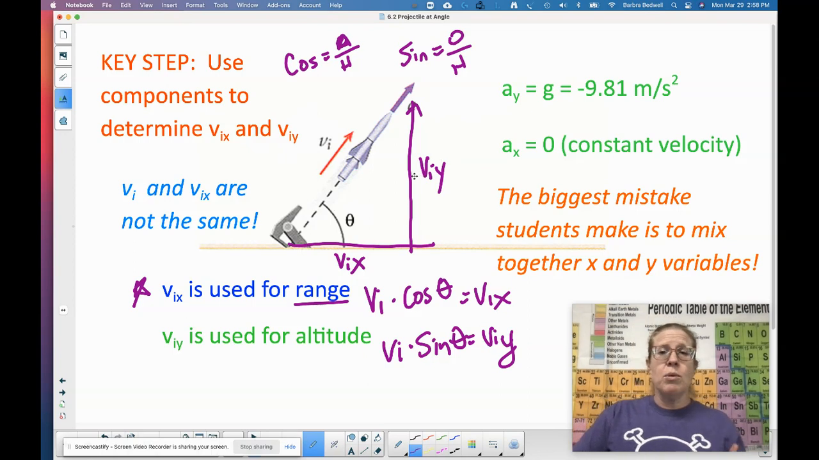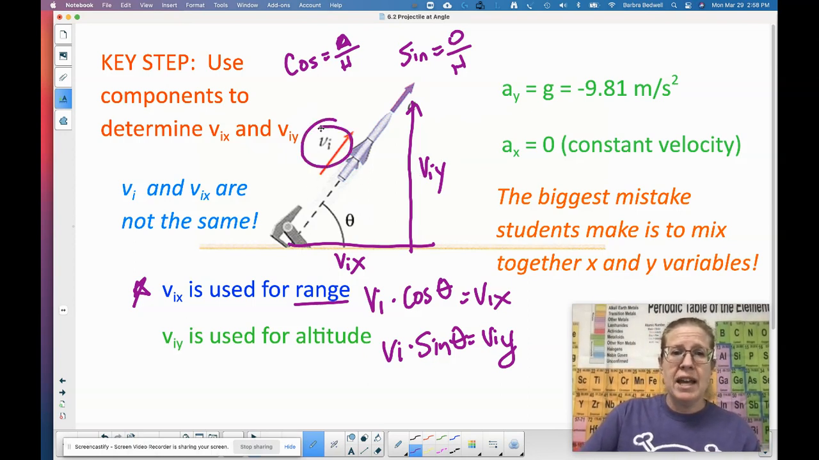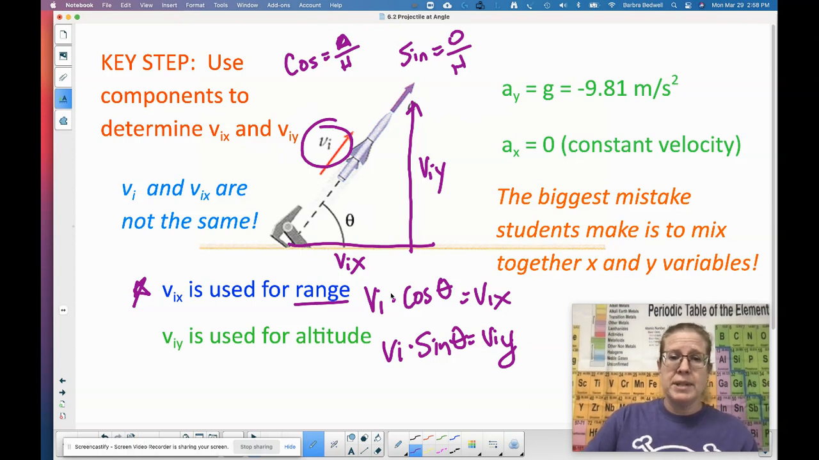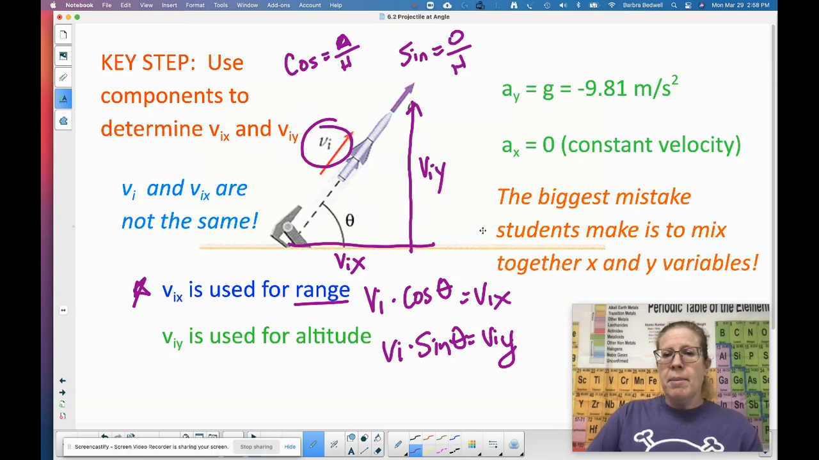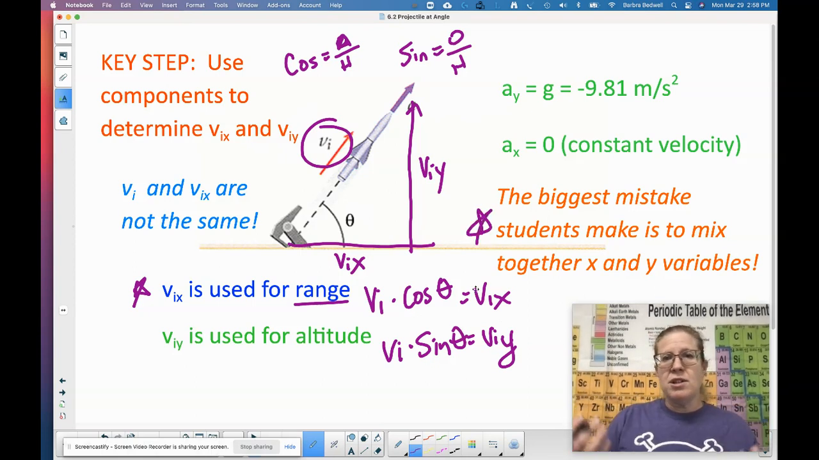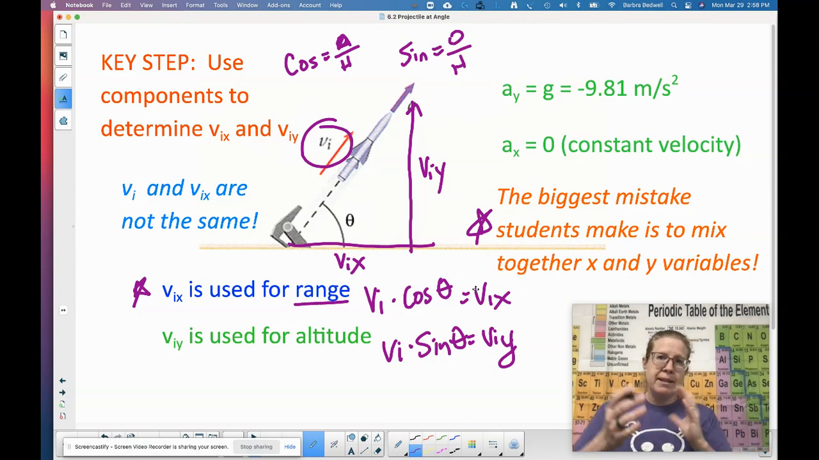So as we're dealing with our two components, the first thing that you need to do is take that initial VI and turn it into its X and Y components. And then make sure that you clearly label them. Super important. Make sure you clearly label them, because this really is the biggest mistake that students make, is that they've got all these initial velocities and they start trying to mix and match them.